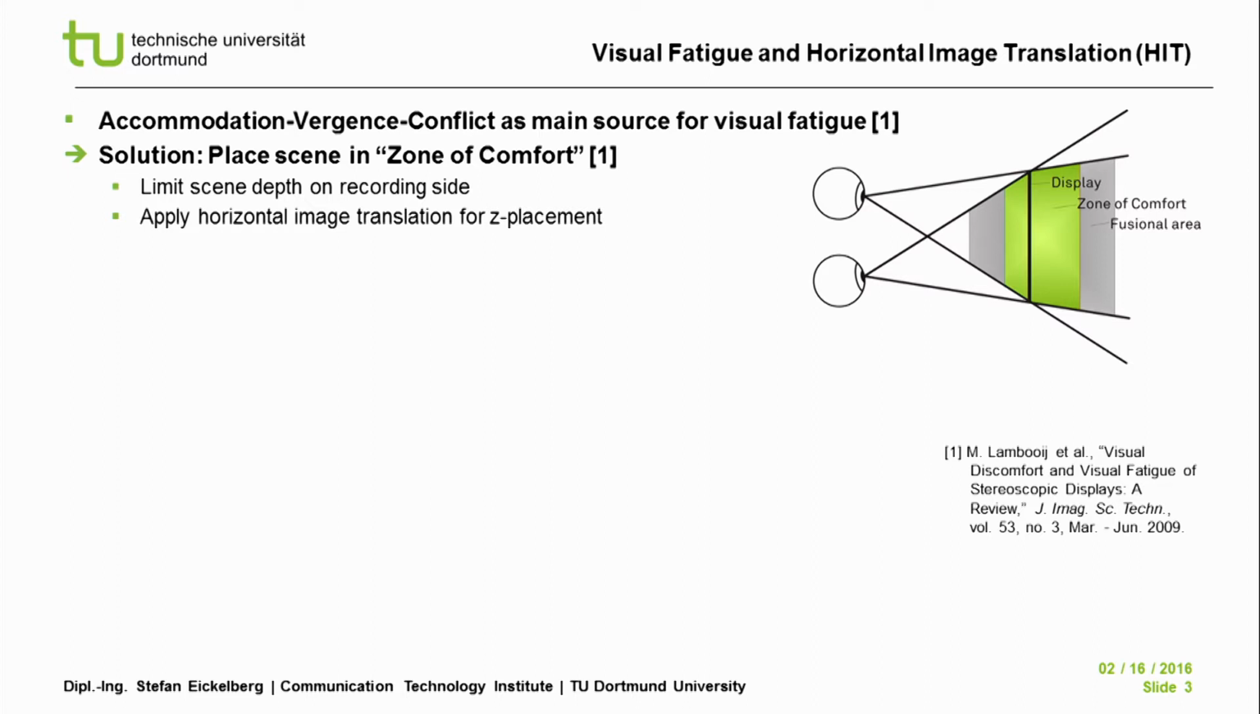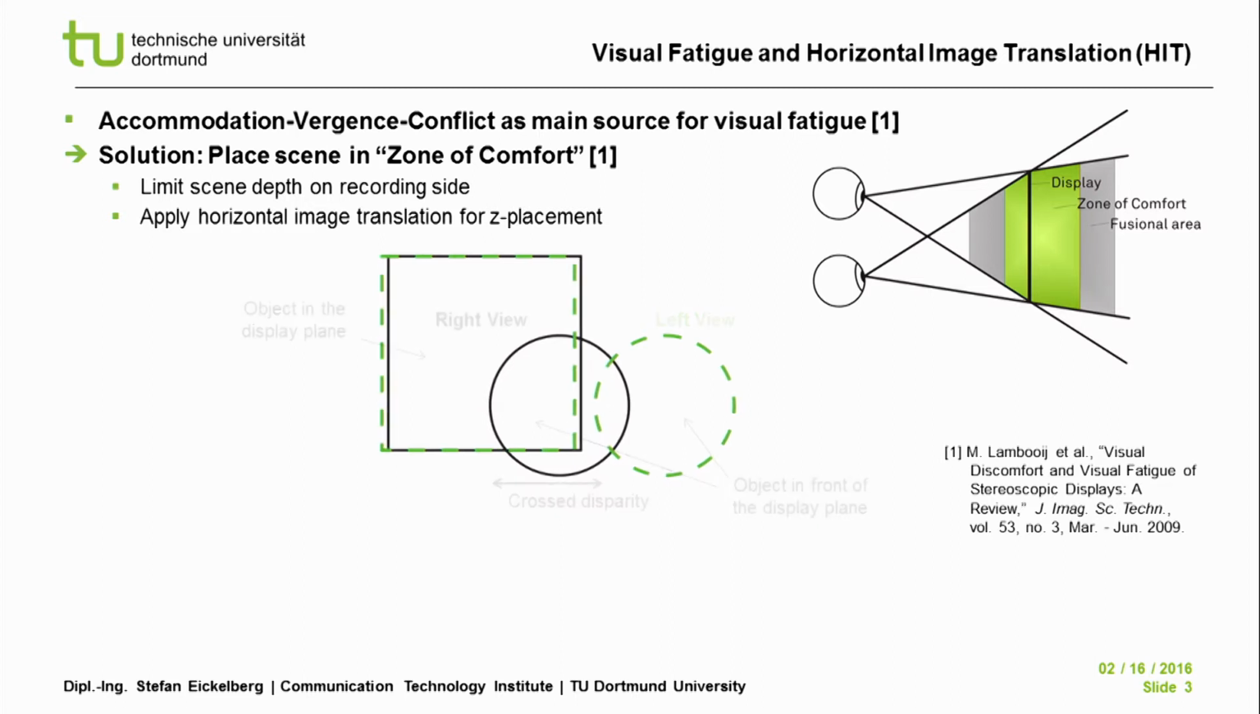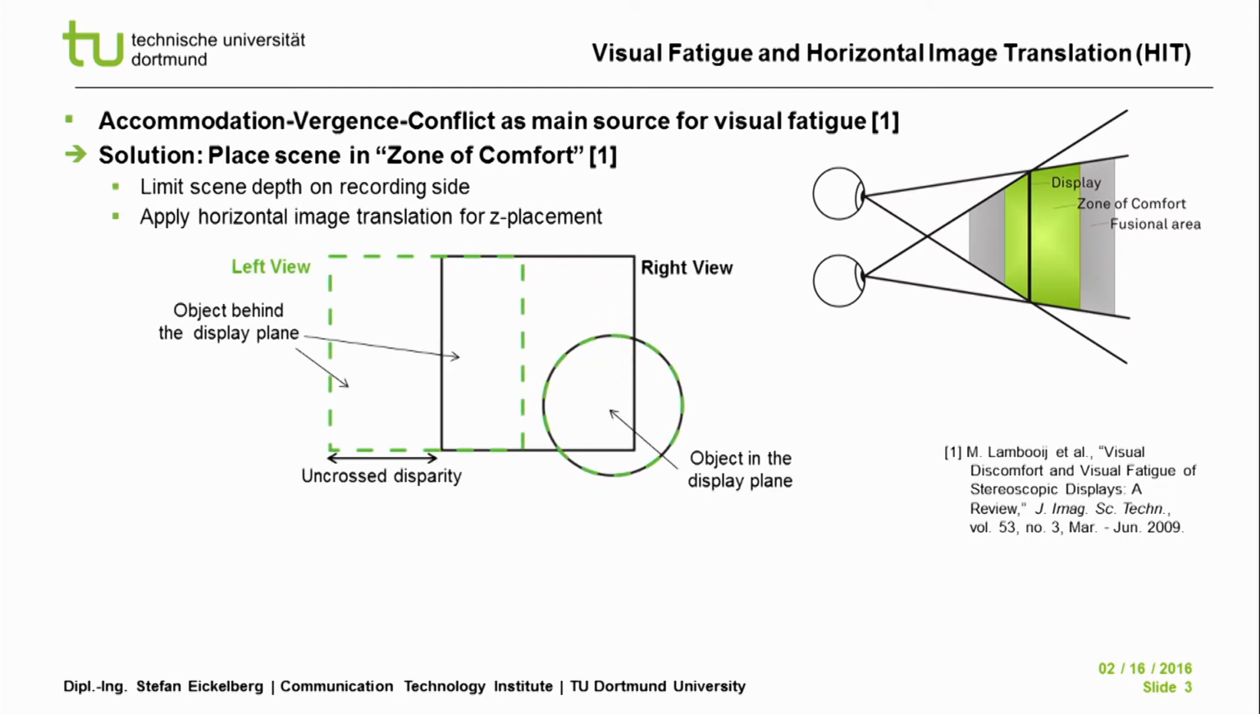So how does this horizontal image translation work? Here we have displayed a rectangle in the display plane and a circle in front of the display plane with a certain crossed disparity. Now we simply shift the views in opposite directions by this crossed disparity, and now the circle is contained in the display plane, whereas the rectangle is behind it.